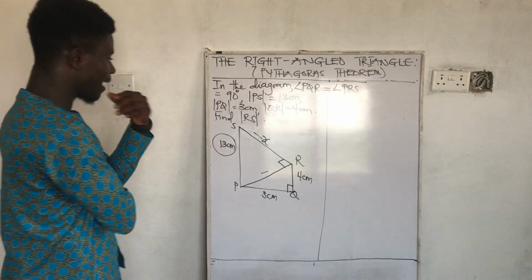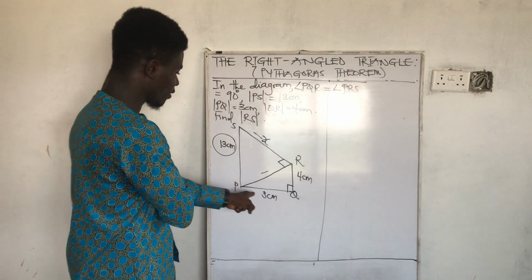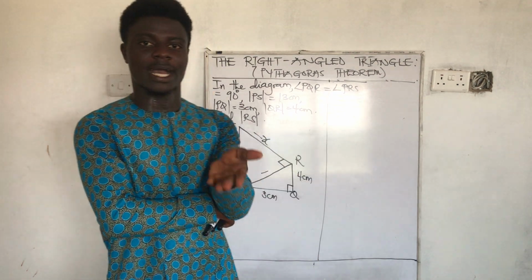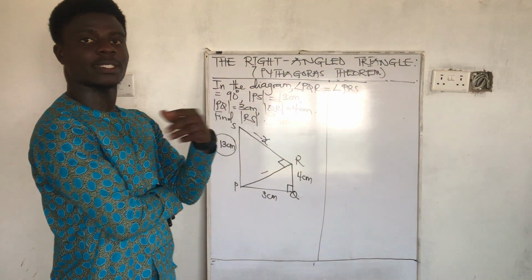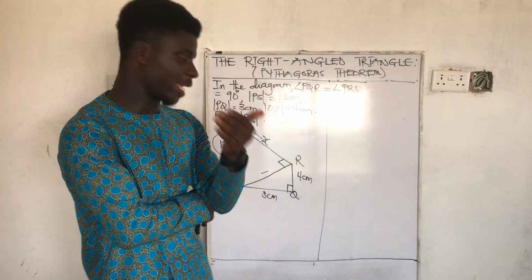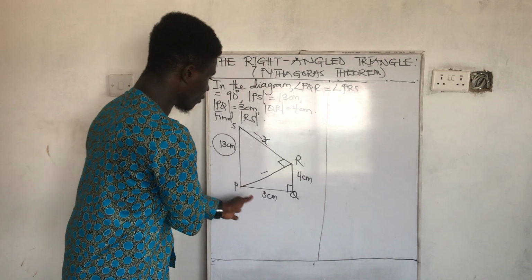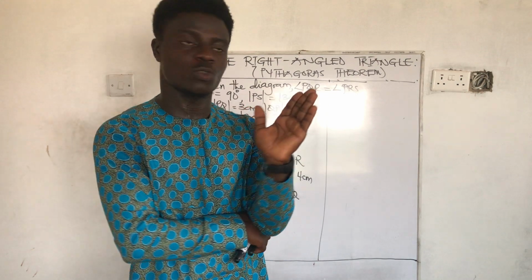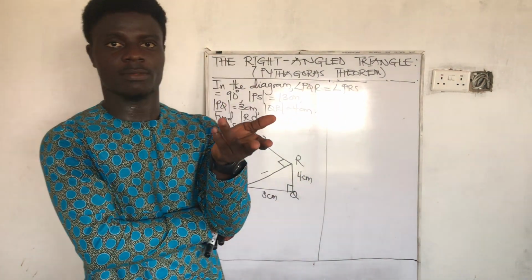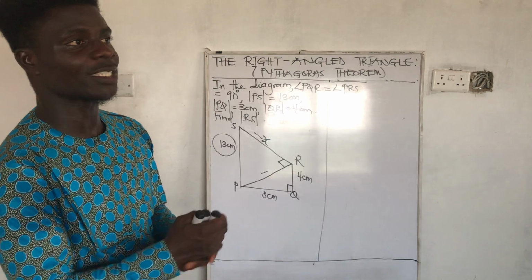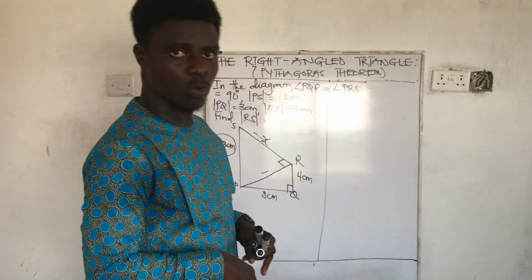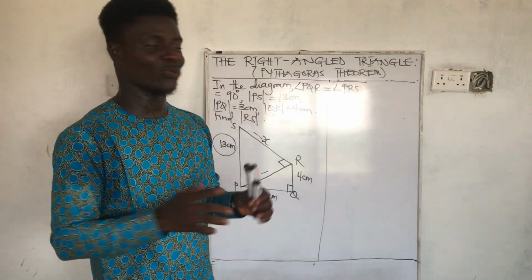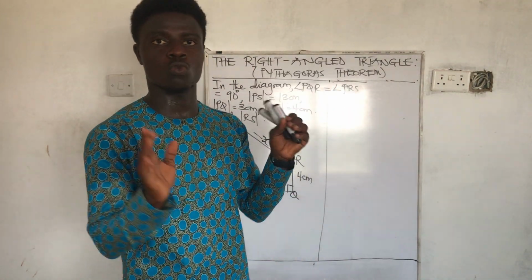So it means that we should consider triangle PQR, so that we'll use the two lengths given to find one length. Do you understand that? Because in mathematics we use what we know to find what we don't know.